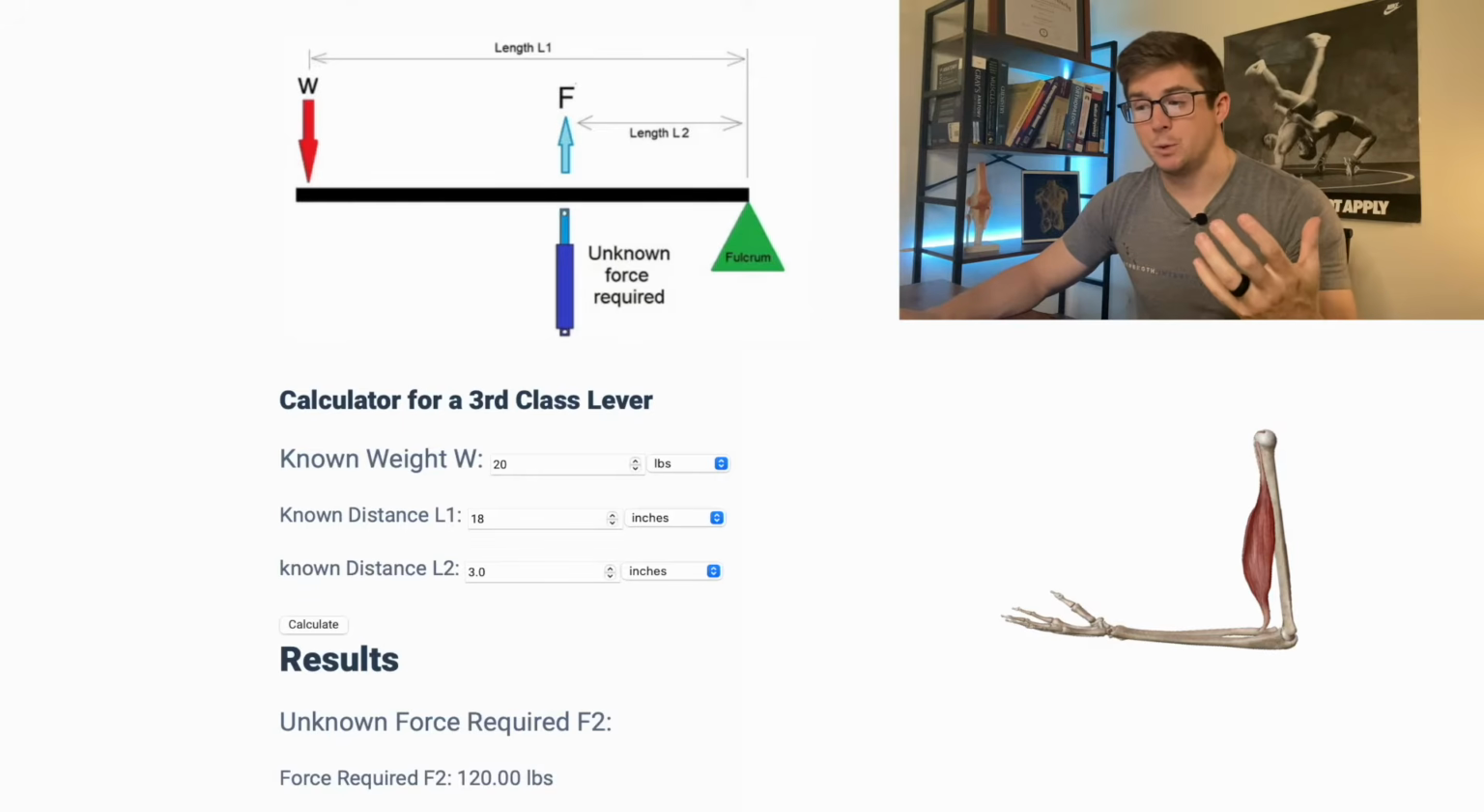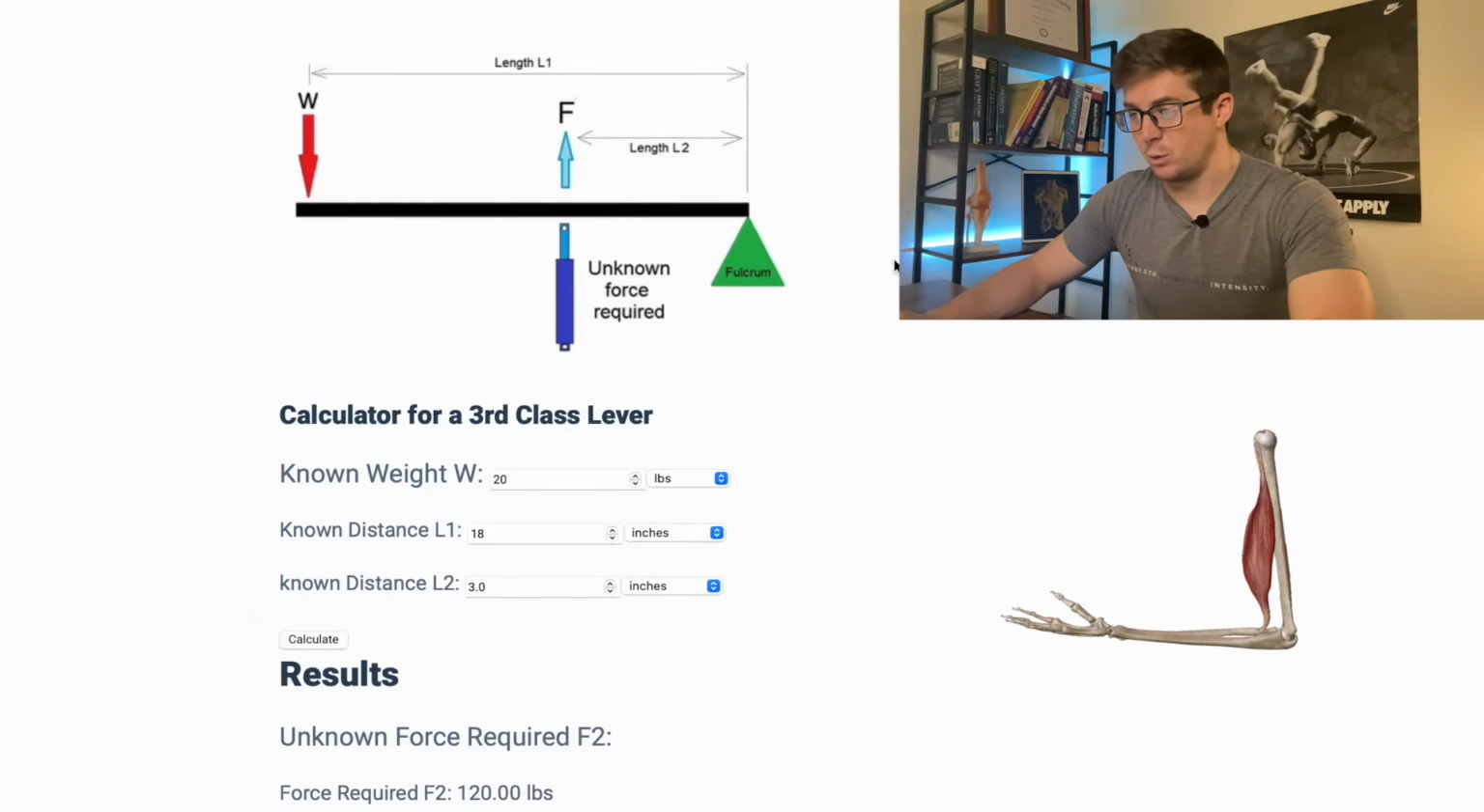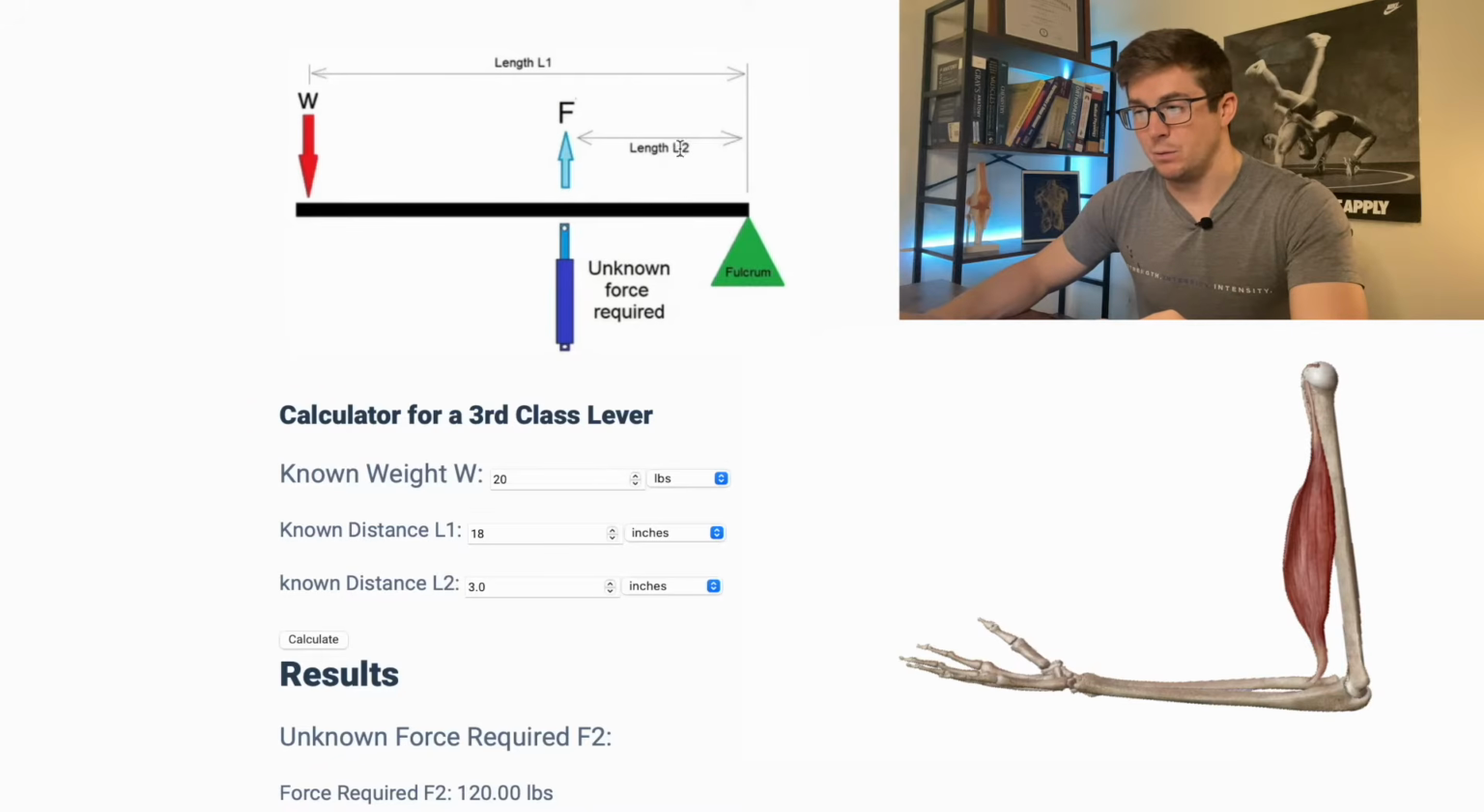All right, so following up with the example, the bicep represents a third-class lever in the body, okay? So let's just make sure that we're oriented. This fulcrum here would be the bend in your arm. The W stands for the weight, so you'd be holding a weight here. The length 1, noted down here, would be the length of your forearm, and then length 2 would be the length of the distance between the fulcrum and your muscle attachment, okay? And then the force is what we're going to calculate, or what we'll see down here.